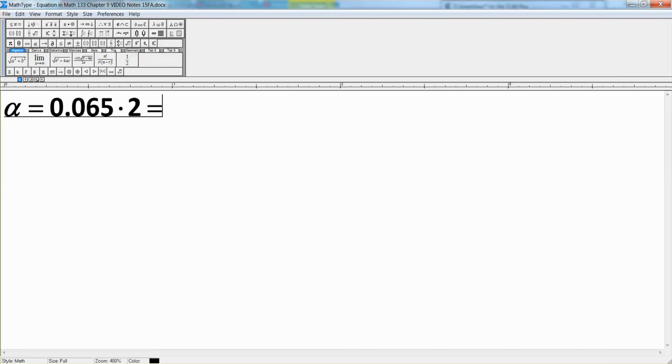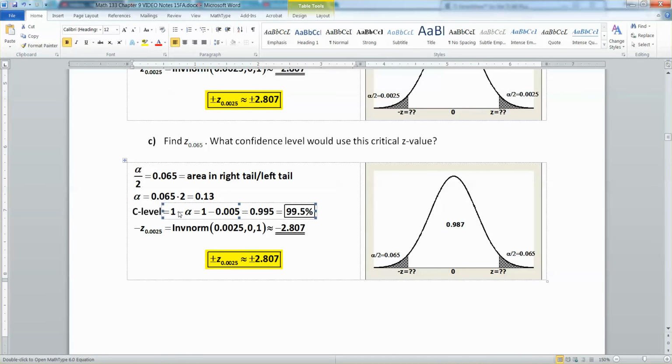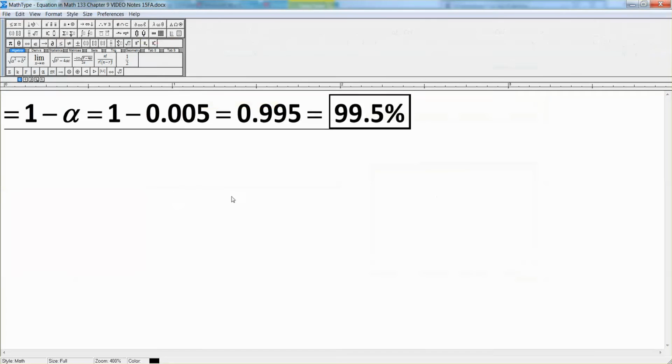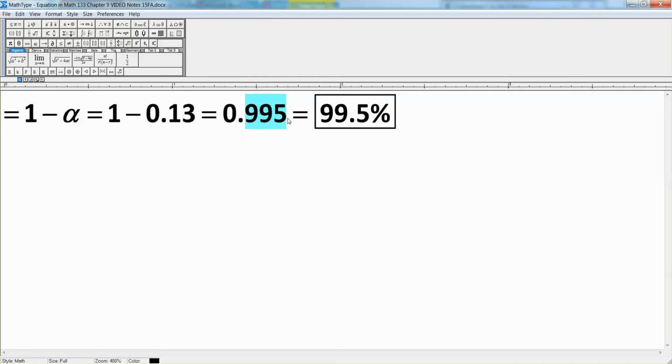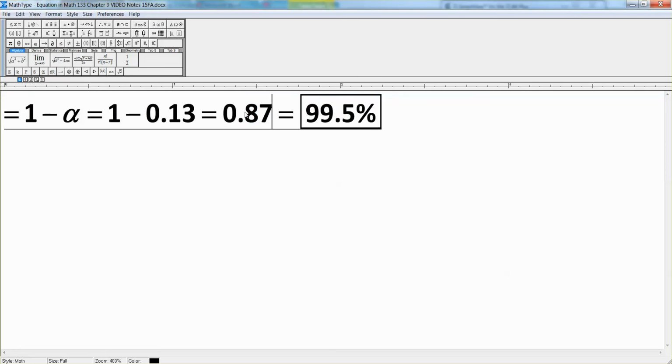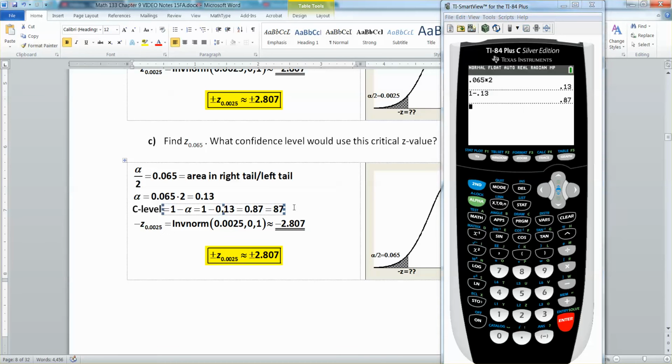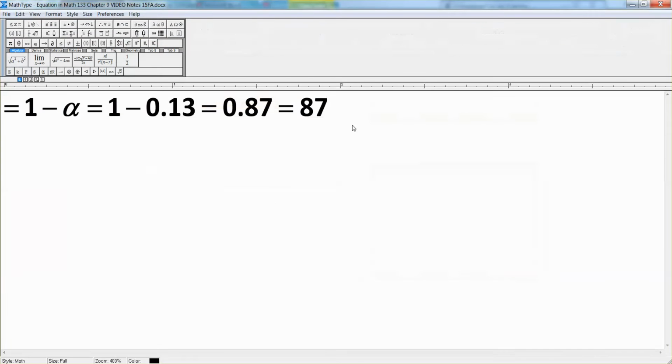Okay, so let me put that in here. So that's your alpha, 0.13 right there. So that means that our confidence level, remember they're complements of each other, is 1 minus alpha, which is 1 minus 0.13, which would be 0.87. So it'd be 87% is our confidence level. And I'm going to leave that box because that's one of the answers that we were looking for. I lost my percent sign there.